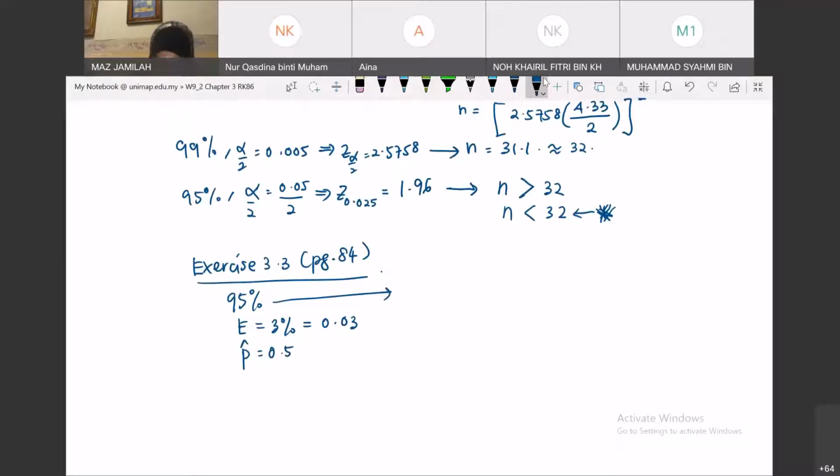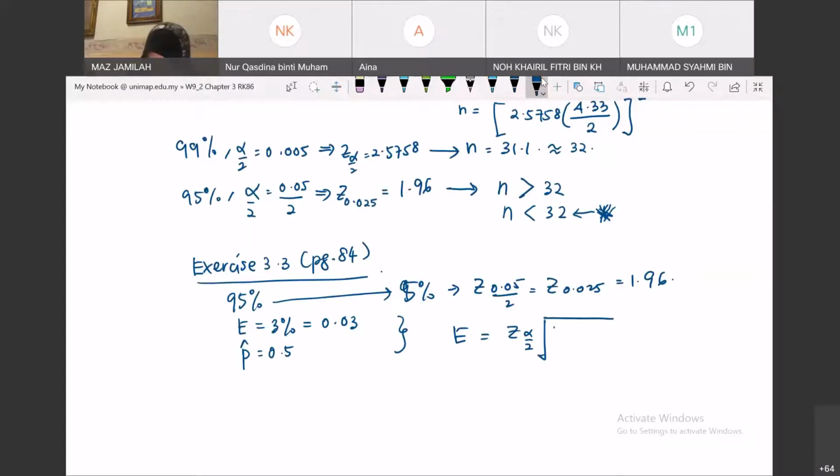So for 95%, the confidence level is 95%, so your alpha is 5%. So your Z 0.05 divided by 2 would be Z 0.025, that is 1.96. From here, we know that E would be Z alpha over 2 multiplied with the square root of P hat times 1 minus P hat divided by N. We need to find N.